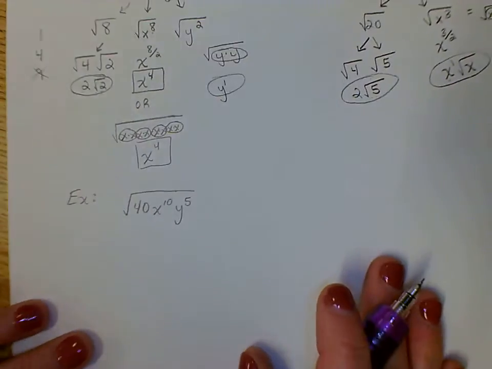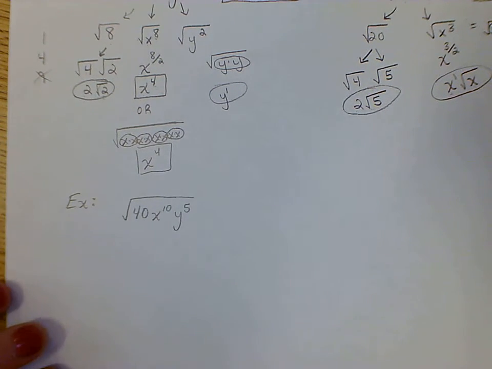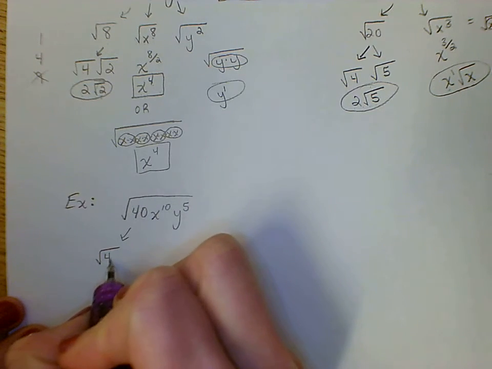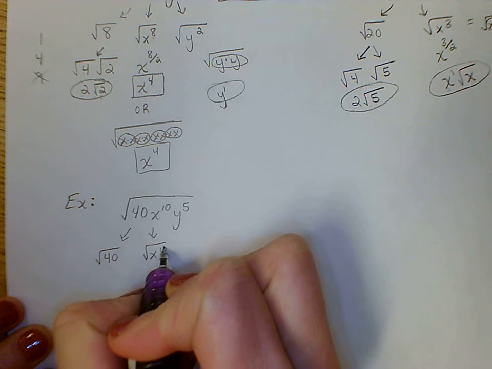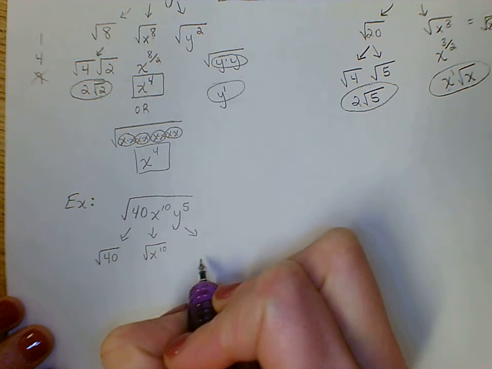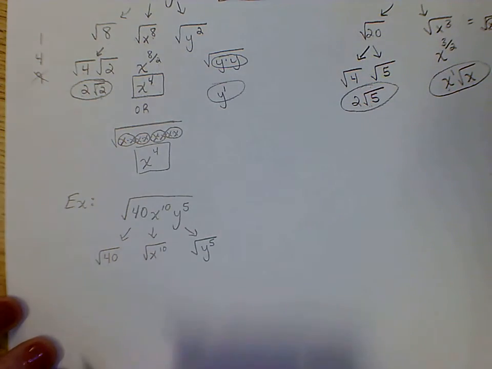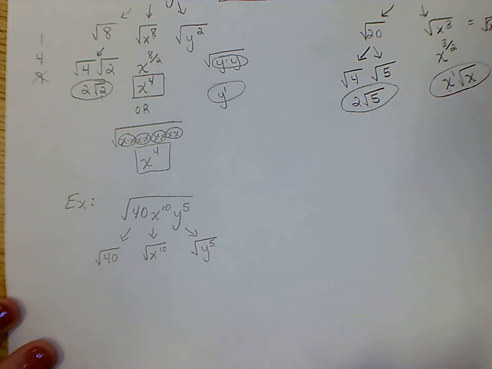What if we had something like this? Well, think about how many different things would you have to break it up into. And so notice you got the 40, so you got square root of 40. You've got the x to the 10th, so square root of x to the 10th. And then you have the y to the 5th, so it'd be square root of y to the 5th. Okay, then just like you did before, you start working each one separately and then put them together.